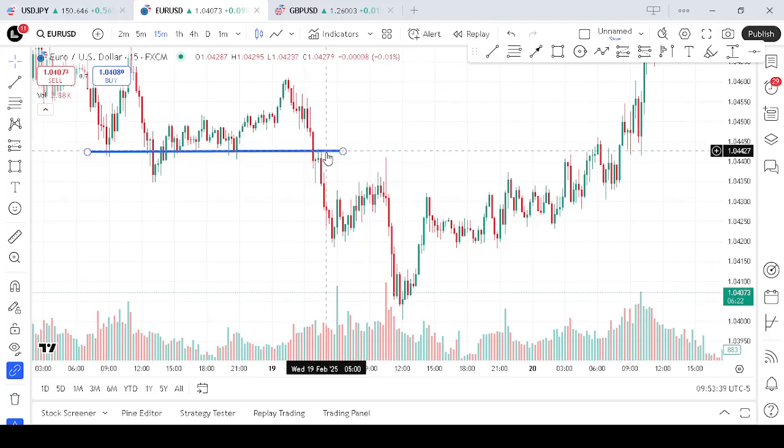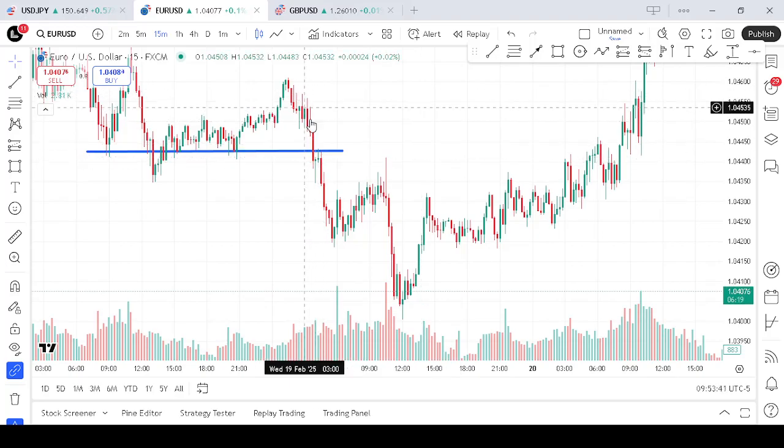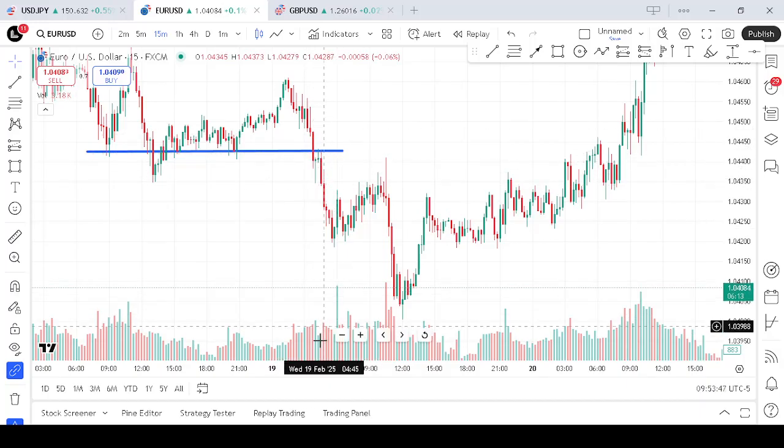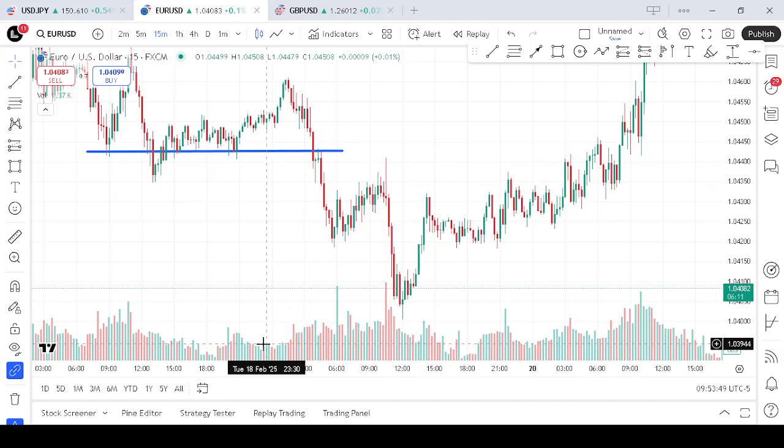So let's look at an example of how price broke out and the volume confirmed it. At this area where price broke out, you can notice the increase in volume. Volume was not showing a big move at this area, as it's showing here. The moment it broke out, there was an increase in volume.